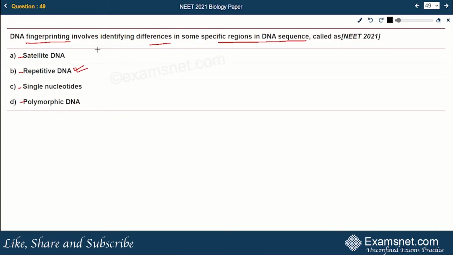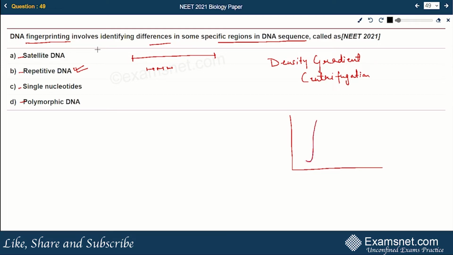So what are repetitive DNA? These are DNA sequences where a small stretch of DNA is repeated many times. These repetitive DNA are separated from the bulk DNA on the basis of density through a process known as density gradient centrifugation. Here the bulk DNA appears as a major peak, whereas the smaller peaks are referred to as satellite DNA.